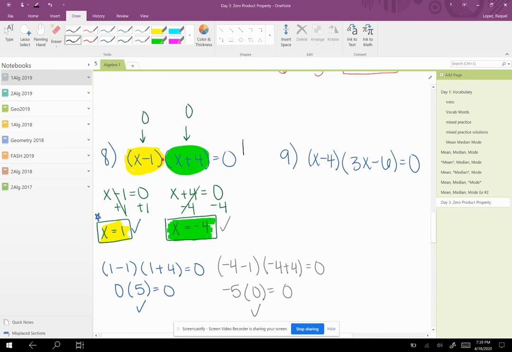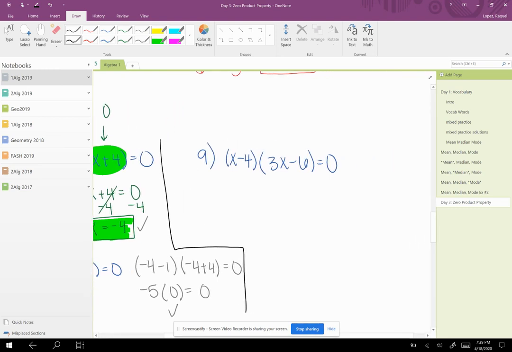Okay, let's go ahead and try number 9. So we're going to do the same thing. I have this thing in yellow times this thing in green. And when I multiply them together, they're telling me that the answer is 0. So if I'm trying to solve, what I want to do is set both of those quantities equal to 0, and solve. So for this one, I can add 4 to both sides. And one of my solutions is x equals 4.